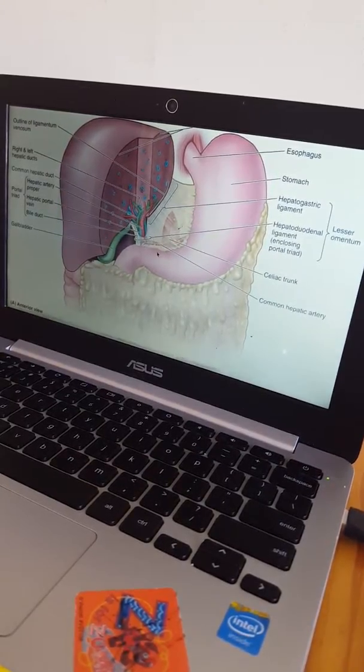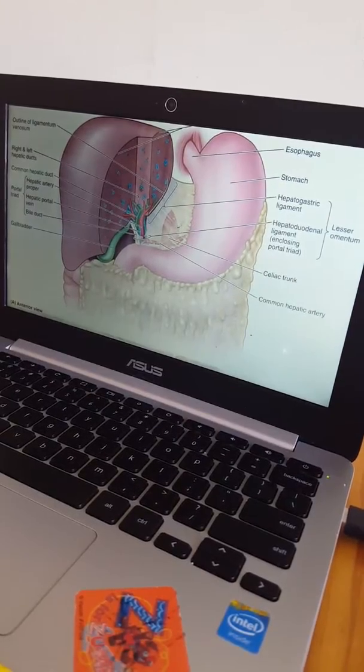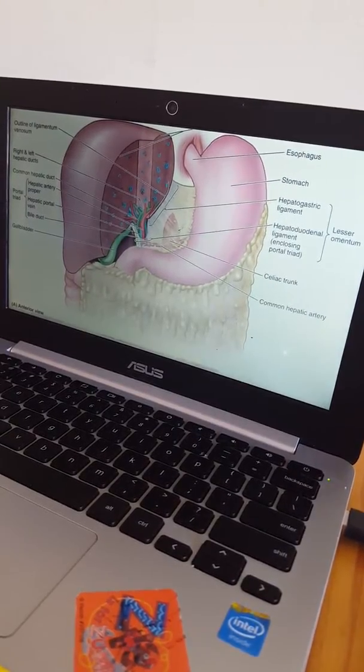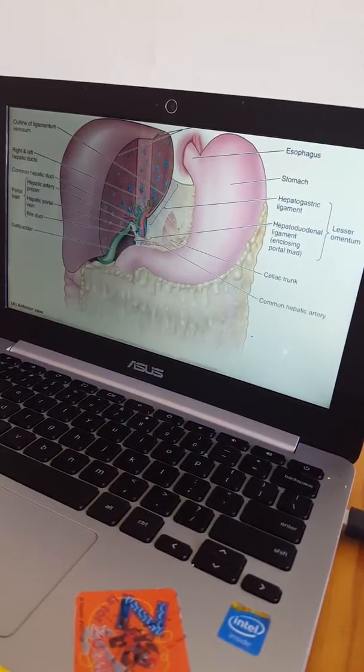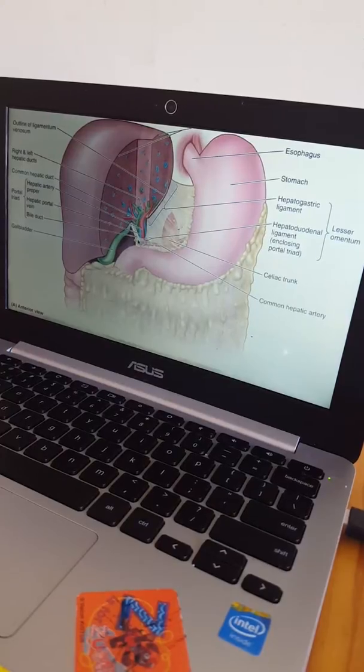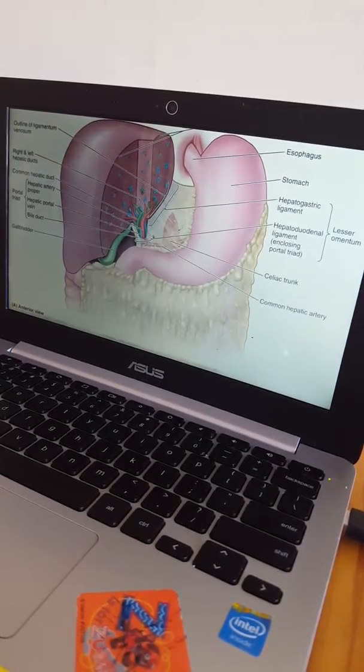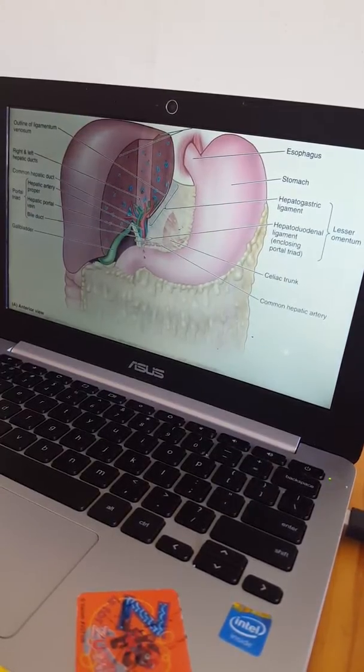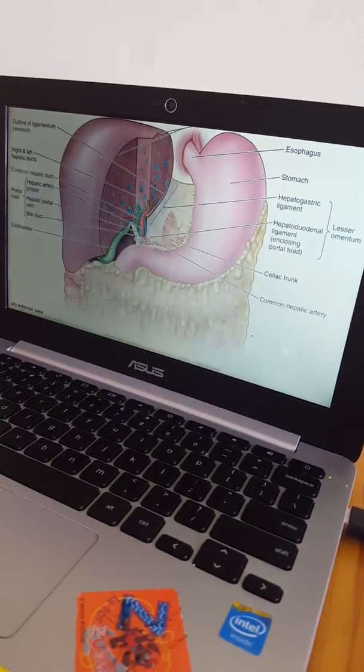And this portion of the lesser omentum is specialized because it has these vessels enclosed in it. Again, a surgical point of view question. So basically the portal triad is enclosed in this hepatoduodenal ligament. So you see, whenever we are naming the ligament, we are naming according to the location. So this is the hepatoduodenal ligament. This is the hepatogastric ligament.